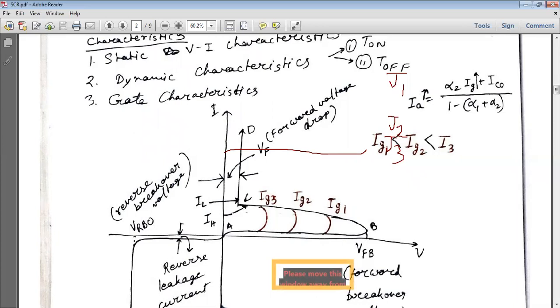The device starts conducting, then here the stress on the J2 junction is increased. Now J2 can withstand a certain rated value. Beyond that, it cannot withstand that value of voltage. Its rated stress is 15 volt. So the junction J2 is also erased, that is, junction J2 is erased at voltage VFB, or forward breakover voltage.